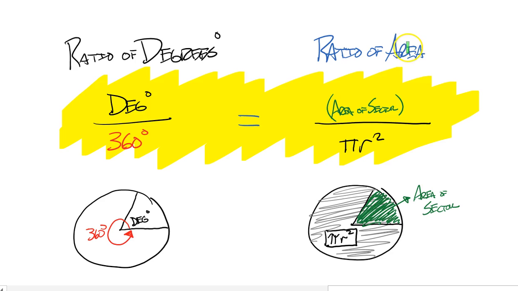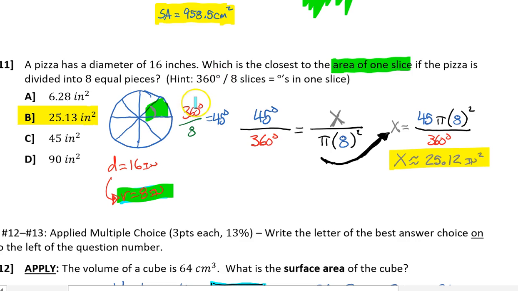If I'm trying to find the area of a sector of a circle, we set up this proportion, which was a ratio of degrees, 360 degrees total in a circle, and the degrees of our sector. We set that equal to, well, the total area of a circle is pi r squared compared to the area of our sector. So going back to our problem, we're not immediately given the degrees in this particular problem, so that's why my hint said, hey, 360 degrees divided by 8 slices tells you the number of degrees in one slice. So 360 divided by 8 is 45.